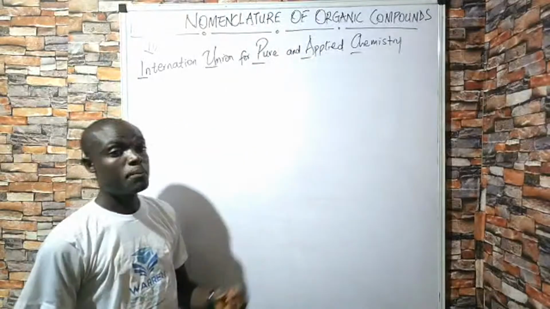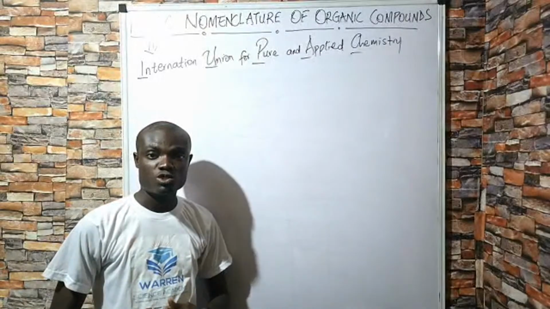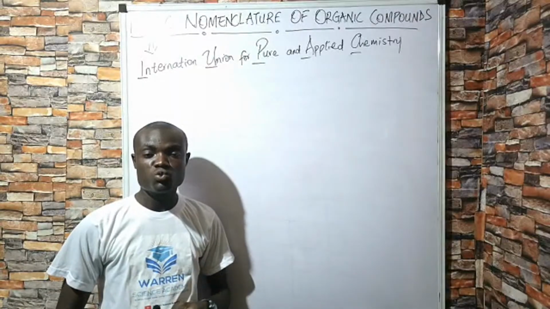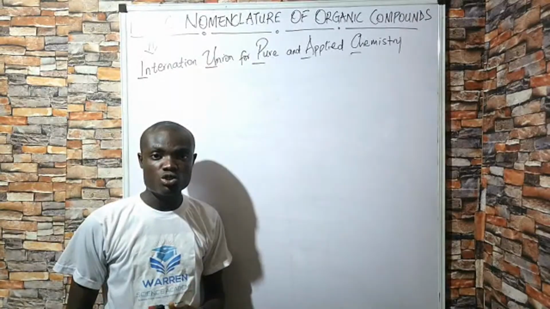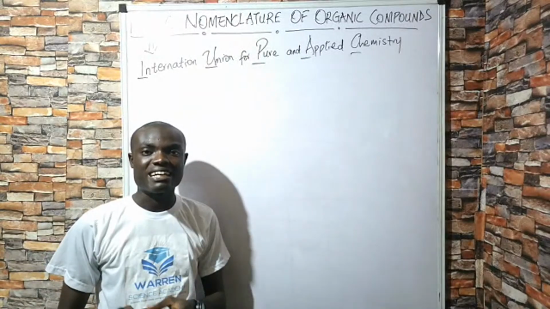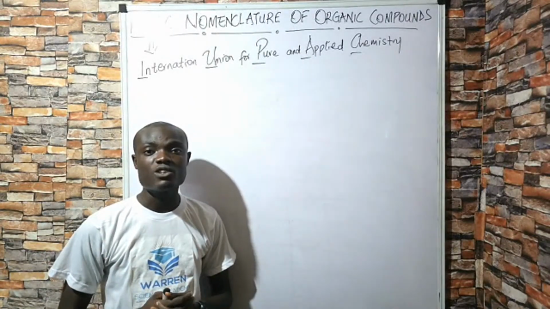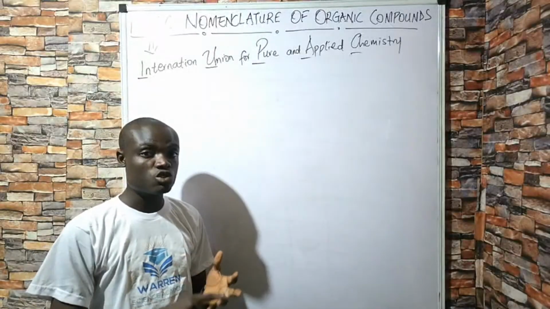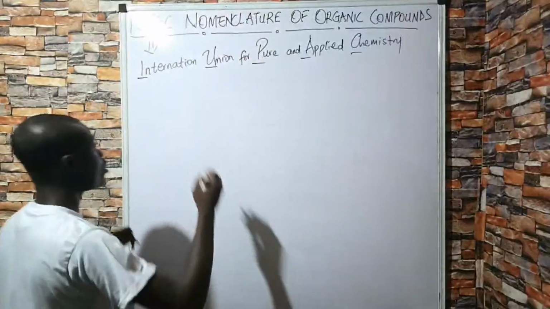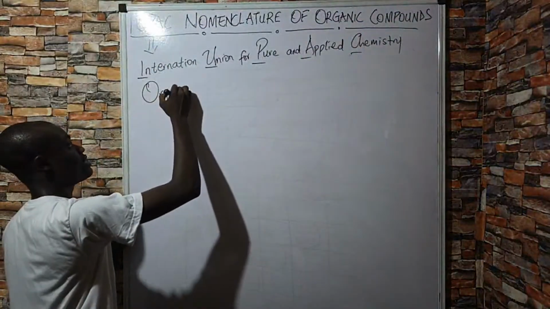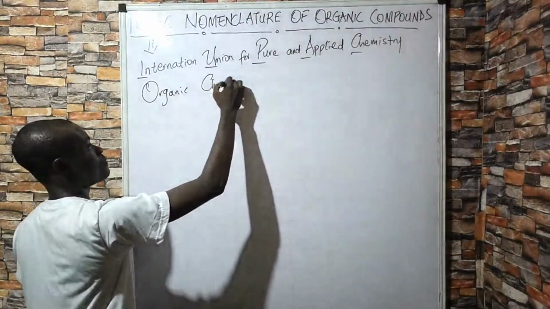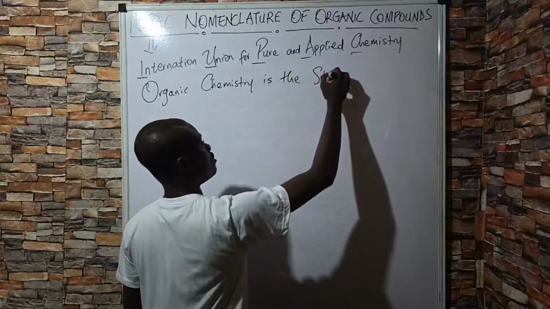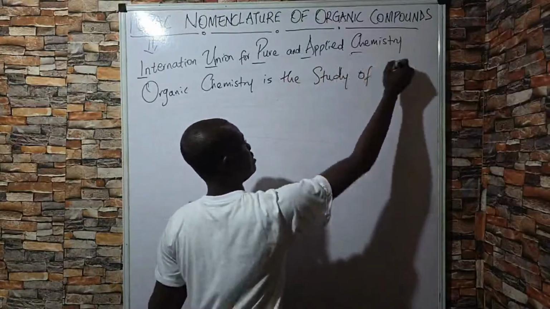But before we look at the IUPAC nomenclature, we just want to understand something. We want to understand what organic chemistry is. We just want to look at the broader umbrella word, which is organic chemistry. So how do we define organic chemistry? Organic chemistry is simply defined as the study of carbon and its compounds, emphasis on those words.